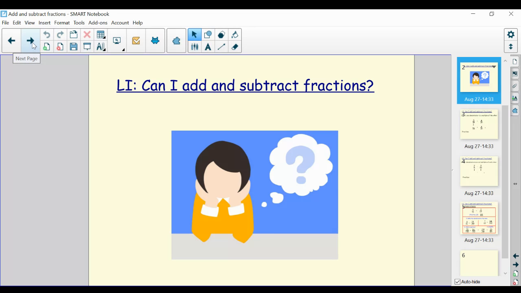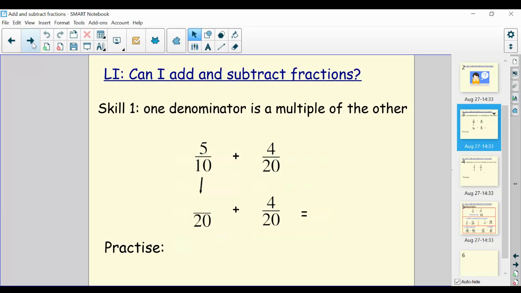We're going to learn how to add and subtract fractions. There are two skills that we need to use, or three actually, skills that we've already been learning about the past week or two. The first one is you may sometimes need to make the two denominators the same, and they may well already be multiples of each other.